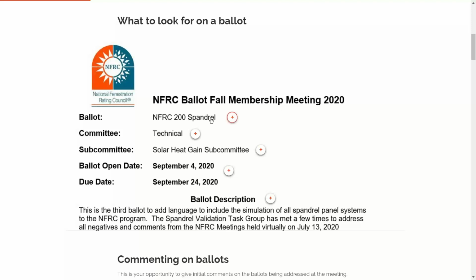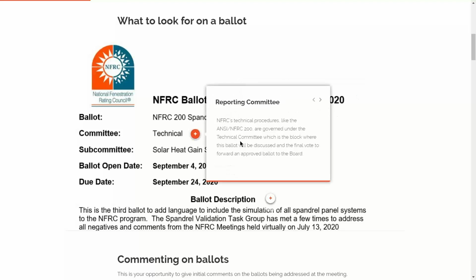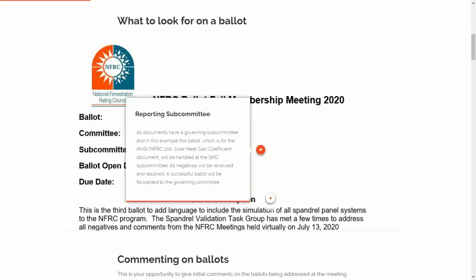Then the ballot name. This ballot here is about the ANSI NFRC 200, and it's regarding spandrels. There's also a committee that governs where the ballots occur, and that happens in this case. The ANSI 200 is a technical document, so this will happen under the technical committee. And then there is usually a governing subcommittee of that document, and in this case, this is the SHDC subcommittee.